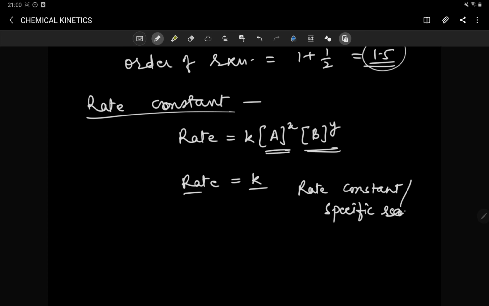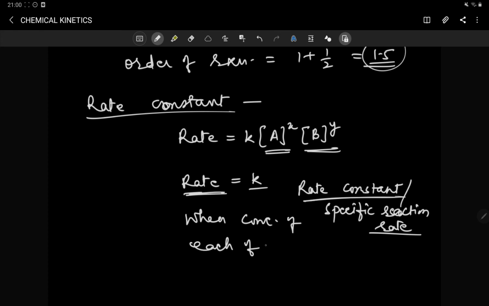Now, what is this specific reaction rate, or what is this rate constant? Rate constant is the rate of reaction when the concentration of all the reactants taken is 1 molar. So that is the definition of rate constant. Rate constant is the rate of reaction when the concentration of each reactant is 1 molar. So that is how we can define the rate constant.